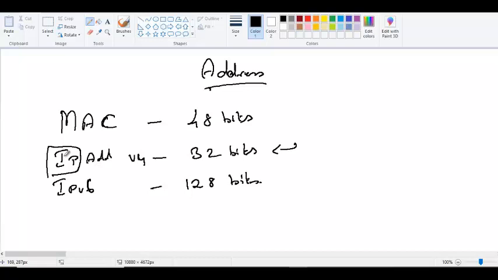Because it's an extendable header, I can attach the IPsec field to the IPv6 header. Whereas in IPv4, you cannot do that. You need an additional layer of IKE. What is IKE?